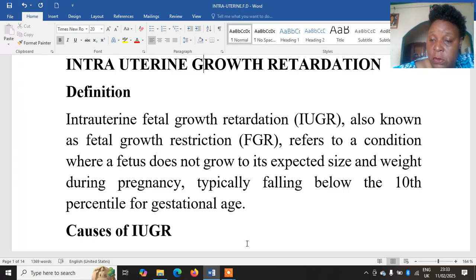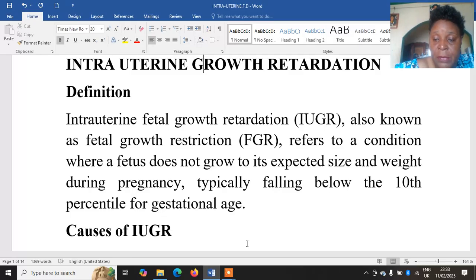It is also sometimes called intrauterine fetal growth restriction, which is a term which refers to a condition where a fetus does not grow to its expected size and weight during pregnancy, typically falling below the 10th percentile of the gestation's age.